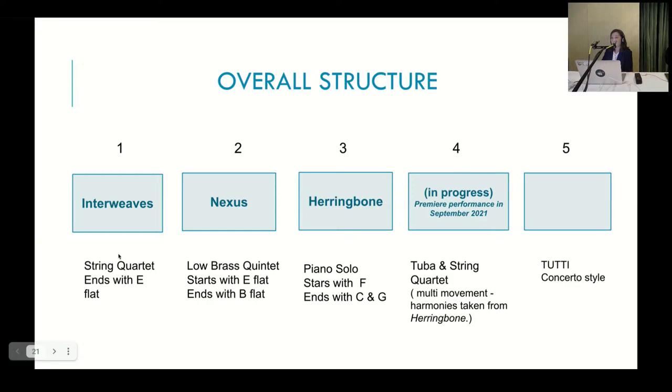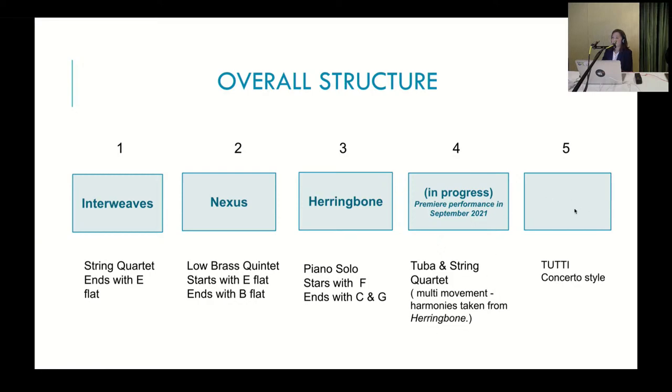Yes, so the series starts with Interweaves, that was in 2016, that's a string quartet. And then the second piece is Nexus, a lower brass quintet that was performed here in Yongsuto a few years back. And the one that I just demonstrated is Herringbone for piano solo. And the work now in progress is for tuba and string quartet, where the harmonies are taken from Herringbone.